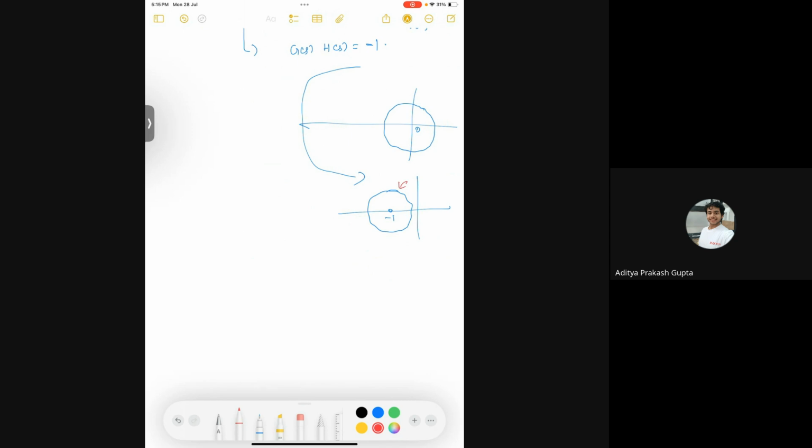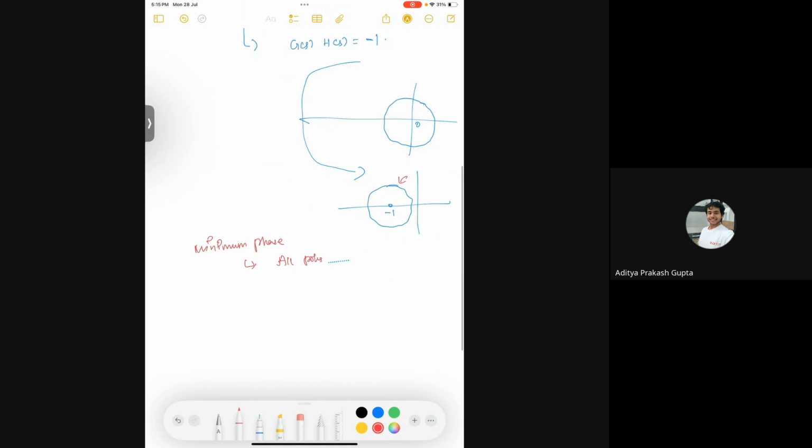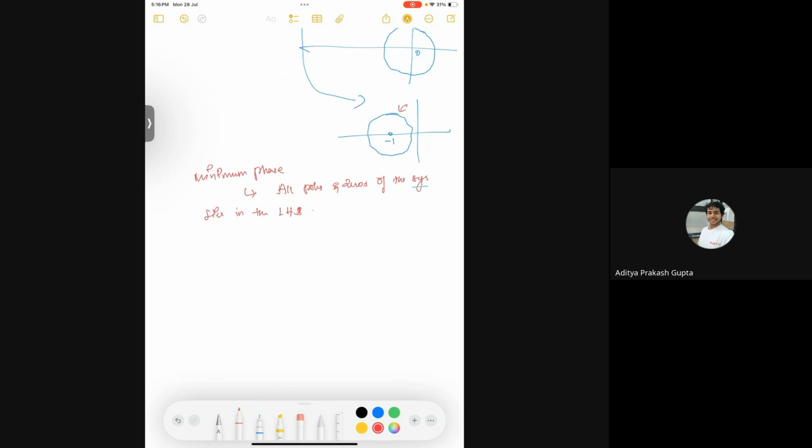And the next hint is for minimum phase system. I hope you are familiar with this. Minimum phase in the sense all poles and zeros of the system lie in the left half of the S plane, right? So if all the poles and zeros of the system lie in the left half of the S plane, then the system is called a minimum phase system. This is the typical kind of stable system. So for this kind of system, how will the Nyquist plot look, as a kind of shorthand method.